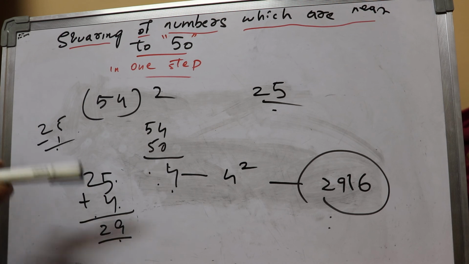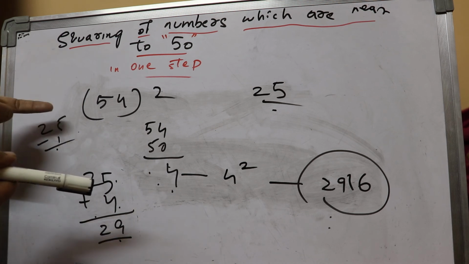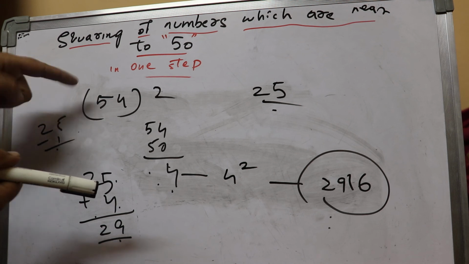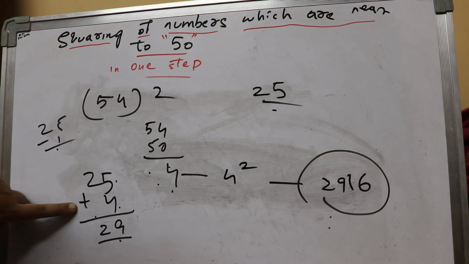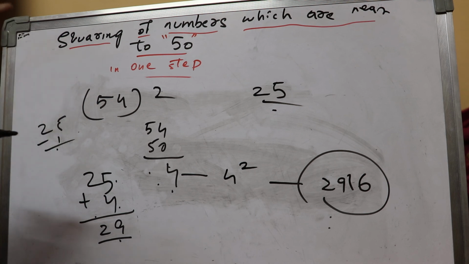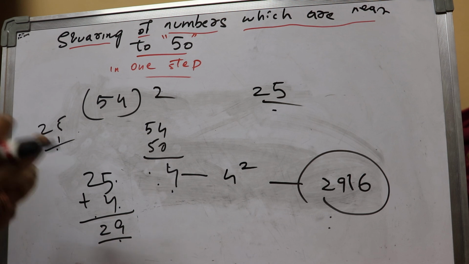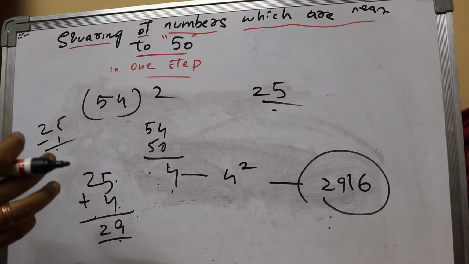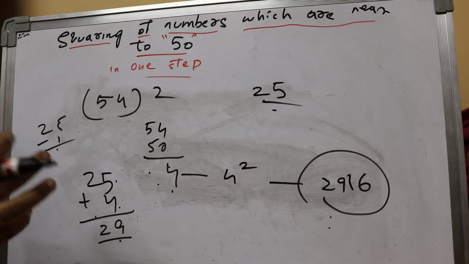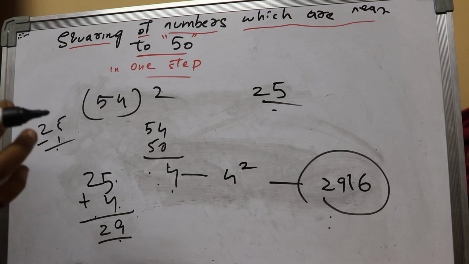So in this way, for a number which is above 50, we have to add the square with the 25. If it is below 50, we have to subtract. Whenever a number is less than 50, to find its square we need to subtract from 25, and whenever the number is greater than 50 we need to add to the 25. So this is the logic, please do remember. By using this trick you can do the squaring of numbers which are near to 50. It can be 40 to 50, from 50 to 60.